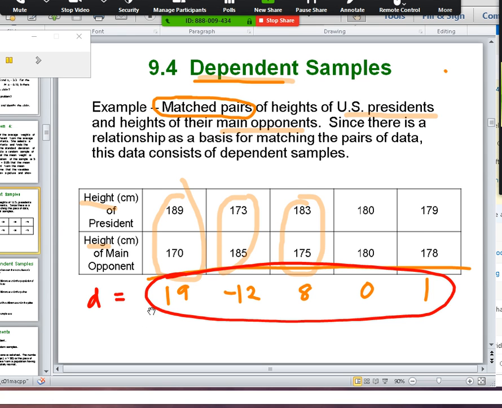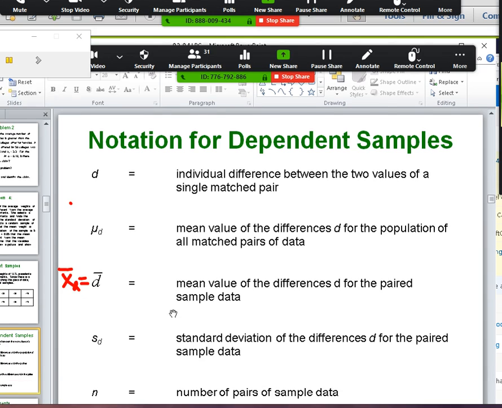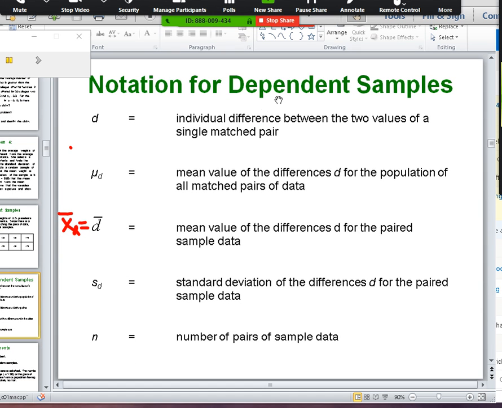Okay, so here's some quick notation for you. D is equal to the individual differences between the two values. The mu D is the population mean of all, theoretically, all total differences out there, past and present and future. So if you knew of every possible future president and the person they beat and the difference between them, and you took the average of all those, that would be your mu D.